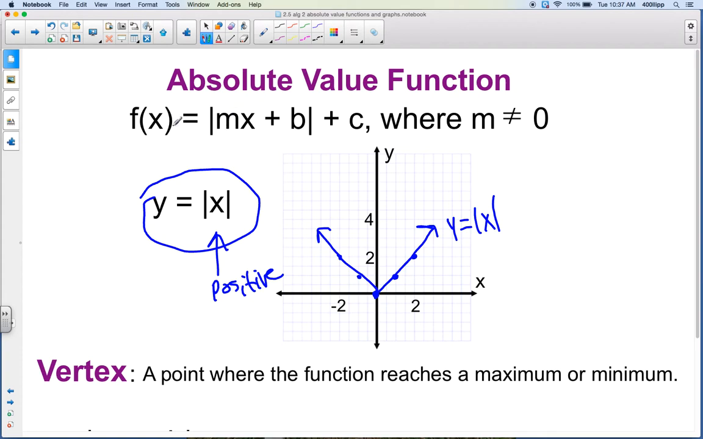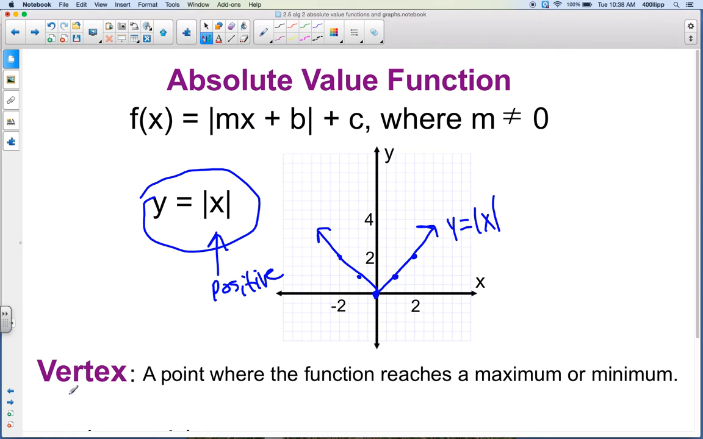Okay, so now we're going to look at when we have f of x, which is the same as writing y, when y is equal to the absolute value of mx plus b plus c. So in order to find the vertex of this, we first need to know that m cannot equal 0, because if m is 0, then we'd have no more x here, and then it won't be an absolute value function.